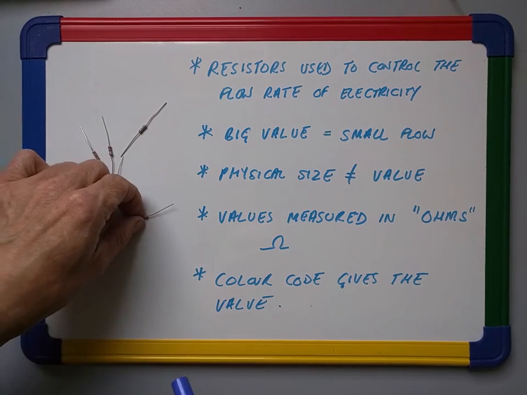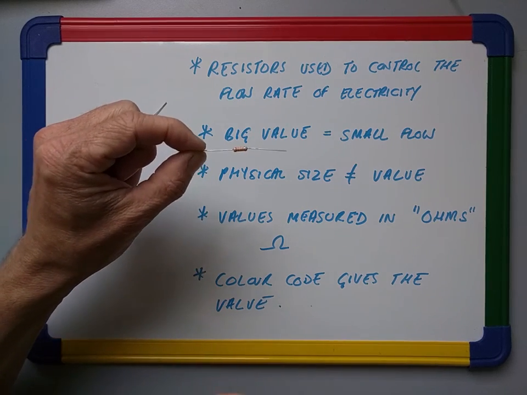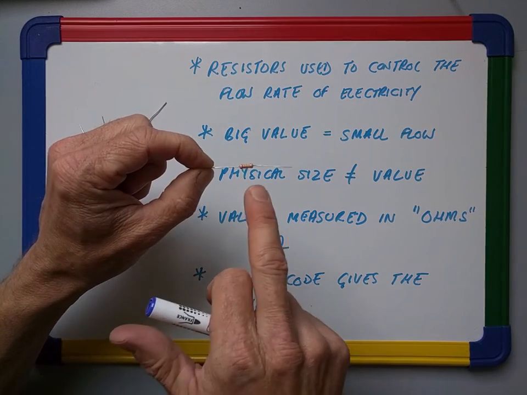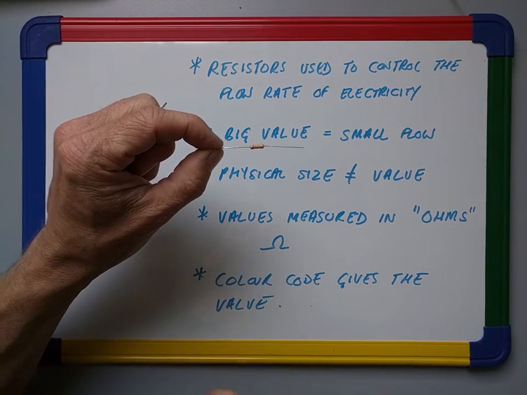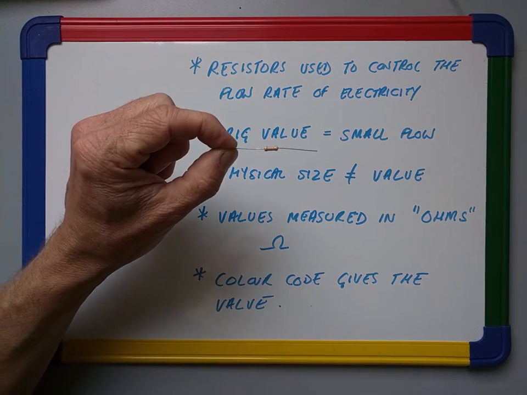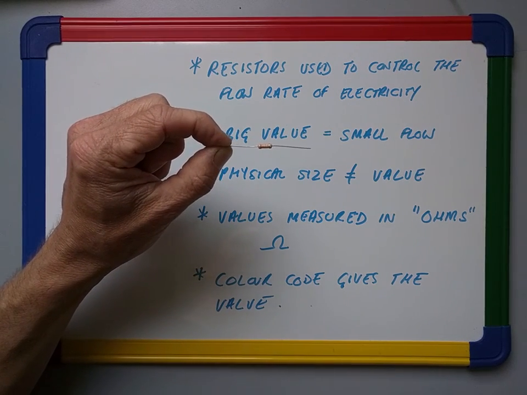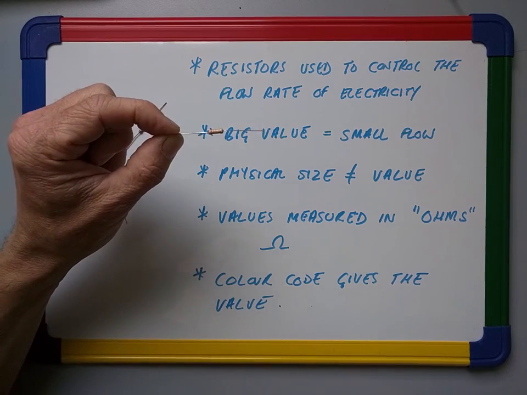And lastly, the color code on the side of the resistor is how we tell what the value of the resistance is. These things are too small to actually print it on with any sort of number system, so we just put these colored bands on, and that tells the user what the value of the resistance is. So in the next video we'll take a look at how to interpret that color code.